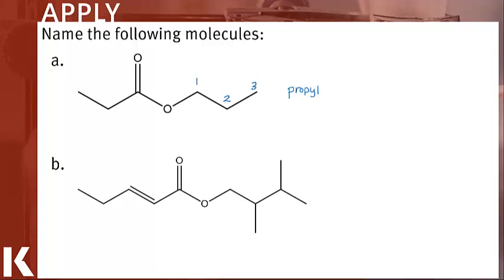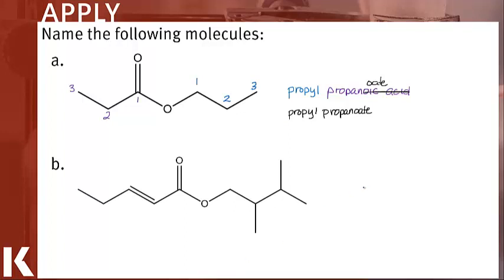Next, we are going to take a look at the carboxylate portion. The carbonyl carbon will always be the lowest numbered carbon. So I'm going to start with that as carbon 1, 2, and 3. So there are 3 carbons here, making it a prop group. And this is originally propanoic acid. But remember, we cross out the -oic acid and we add an -ate. So the final name for this molecule is propyl propanoate.